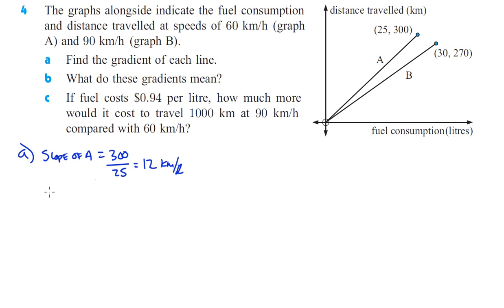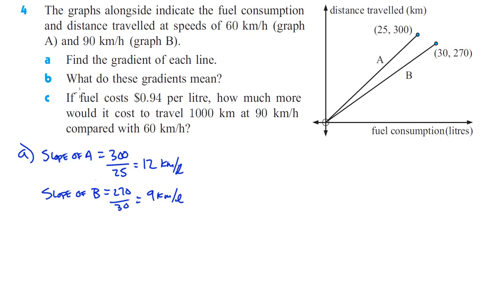Okay. Let's see, slope of B is going to be 270 over 30, which will give us 9 kilometers per liter. Okay? Part B, what do these gradients mean?